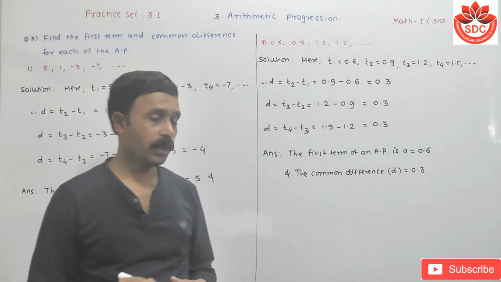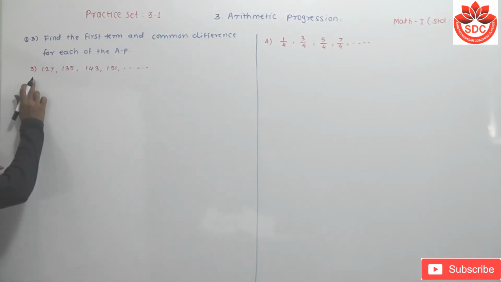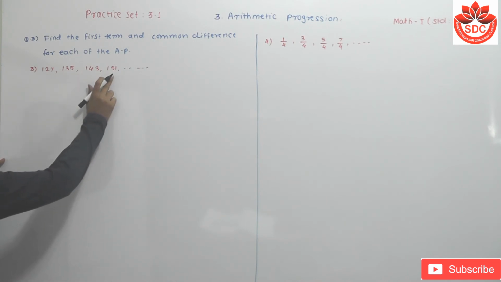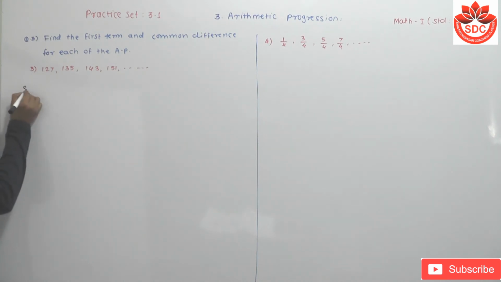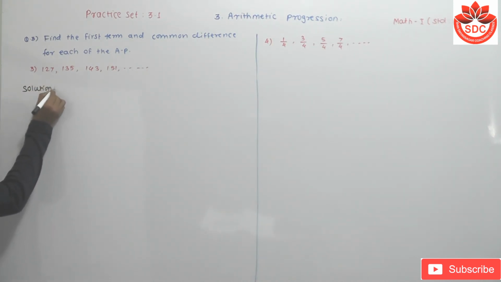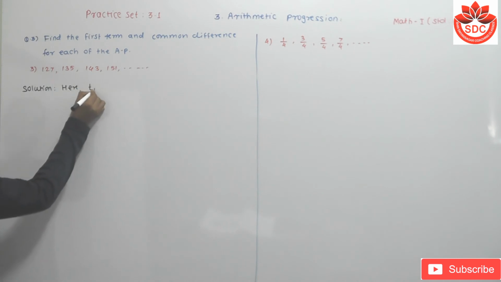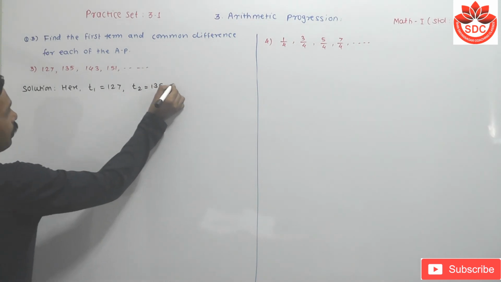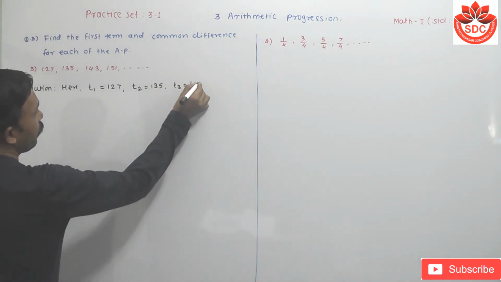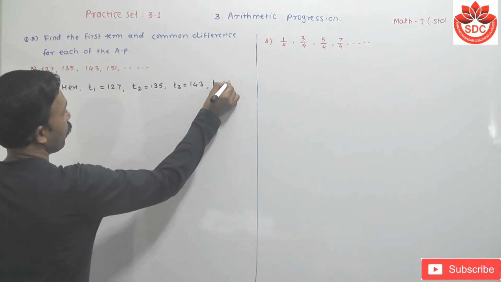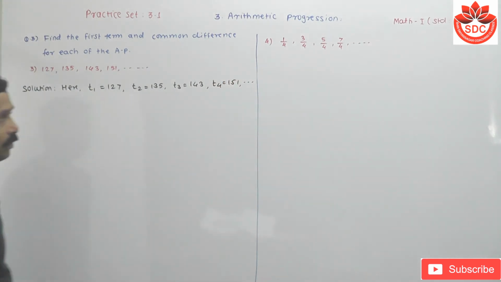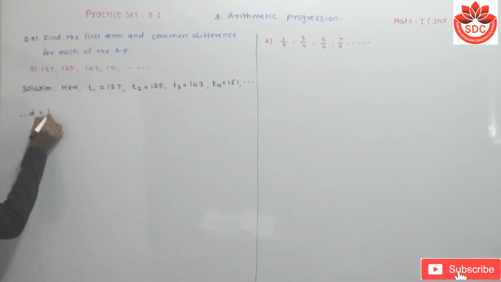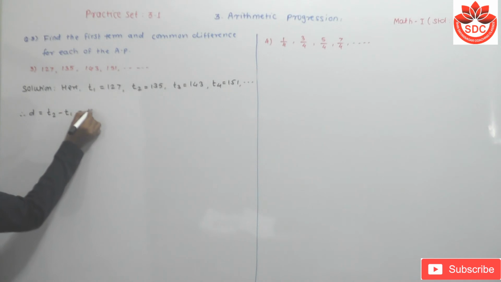Okay, we take another remaining two examples. Okay, take the next question. Sub-question is third: 127, 135, 143, 151 and so on. Students, the solution is, here the first term T1 is 127, T2 is 135, T3 is 143, T4 is 151 and so on.